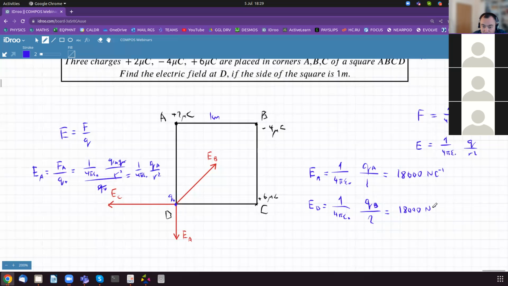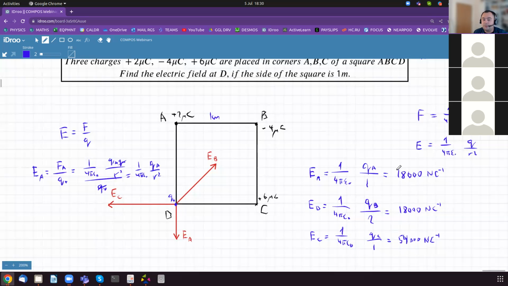per coulomb. And finally, EC is 1 over 4 pi epsilon naught QC divided by 1 meter again. If you remember, everything is constant except the charge, and the charge is 3 times greater than A, so it's just going to be 3 times bigger. So 18 times 3, 54,000 newtons per coulomb.